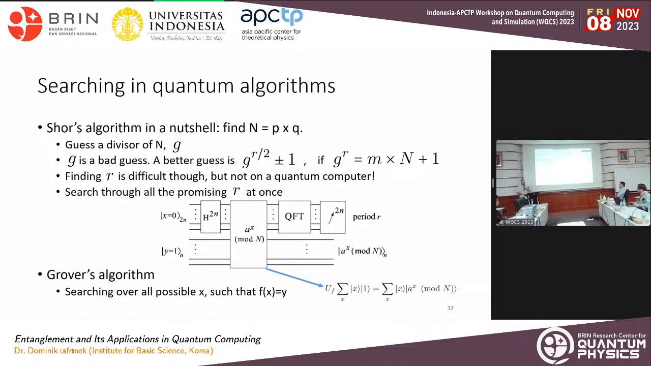So how does this work? It's very difficult to find R classically, but if you do this procedure, because it goes through many different trajectories at the same time, somehow using this magic, I can get R from measuring this part, in polynomial time, whereas classically it is exponential time.